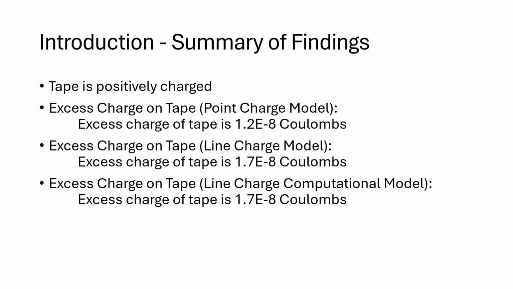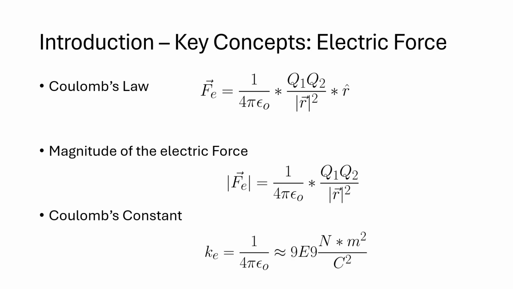So, to summarize the findings, the excess charge on the tape according to the point charge model was found to be 1.2e-8 coulombs. The excess charge on the tape according to the line charge model was found to be 1.7e-8 coulombs, and the excess charge on the tape according to the computational line charge model was also found to be 1.7e-8 coulombs.